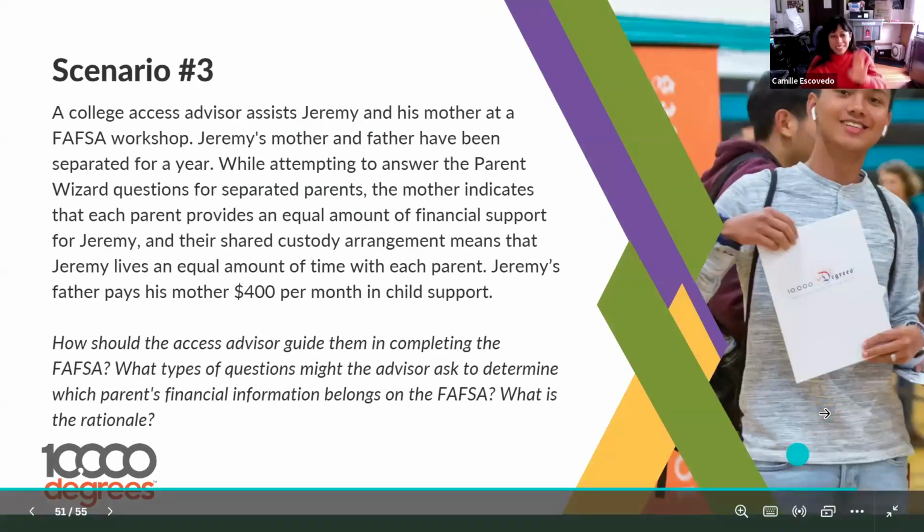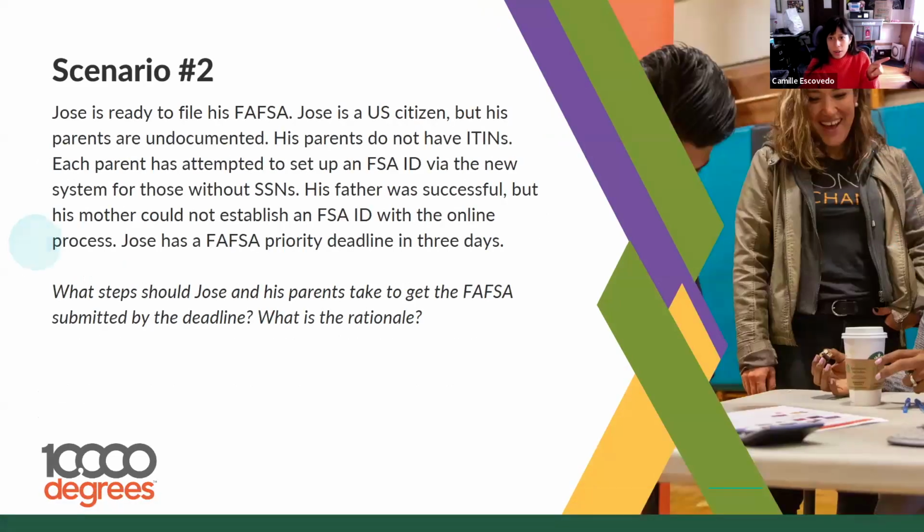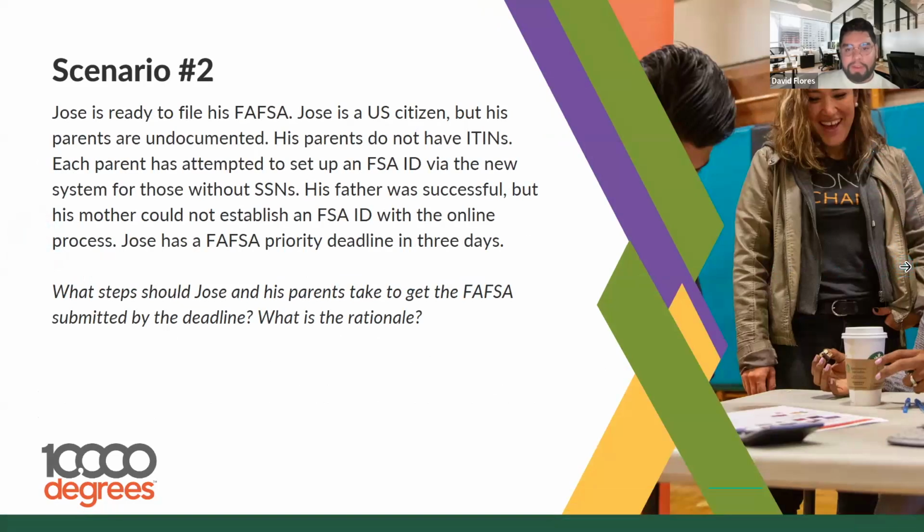Wait, I got confused. What was the decided best course of action in the last scenario? Yes. So the best course of action would be to ask whether the mom was the financial contributor. Was she the one inputting the tax information, or did it end up being the dad? In this case, whether it was the dad or the mom, they would need to transfer either the mom's or dad's information from the data retrieval and do an adjustment on the family size. So perhaps the family size was submitted too low, and perhaps that's the reason why the mom wasn't able to establish an FSA ID.